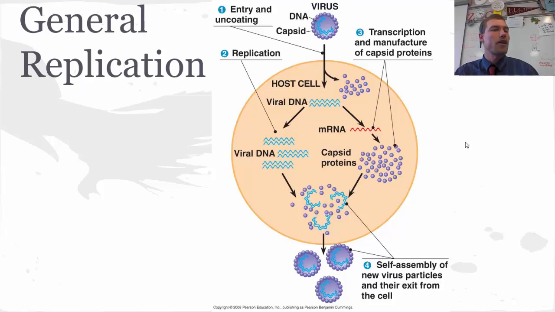This is a diagram showing you the general replication. What happens is that the virus will gain entry and uncoat, so the DNA or RNA is exposed inside the cell. Once it's inside the cell, the DNA will go through replication. The DNA can then be turned into RNA, which will then be used to produce more capsid proteins. They reassemble, and then the viruses exit out of the cell.